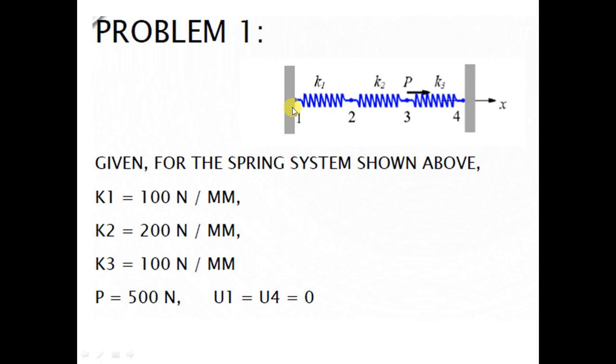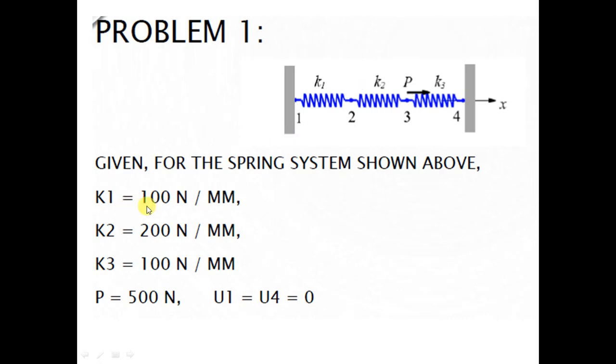This is a wall, and a spring is attached. The first spring is treated as the first element, the second spring as the second element, and the third spring as the third element. The first point is node 1, then node 2, node 3, and node 4. The springs are attached between two fixed parts, so node 1 is fixed and node 4 is fixed, and the force P is applied at node 3.